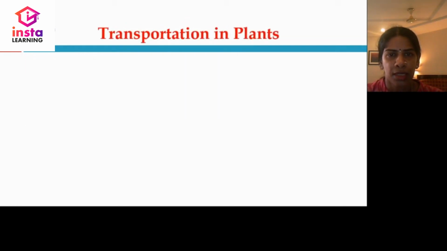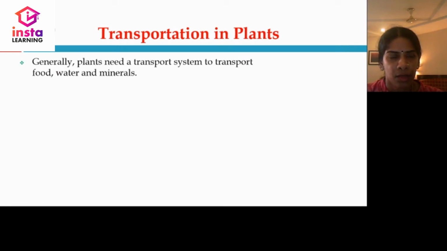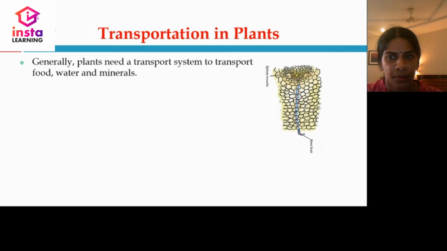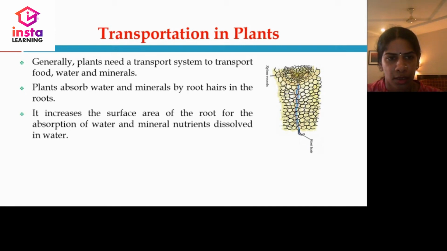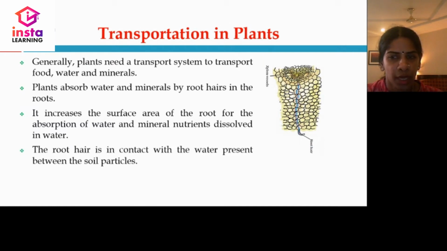Transportation in plants. Let us now discuss how transportation takes place in plants. Generally, plants need a transport system to transport food, water and minerals. Plants absorb water and minerals by root hairs in the roots. It increases the surface area of the root for the absorption of water and mineral nutrients dissolved in water. The root hair is in contact with the water present between the soil particles.